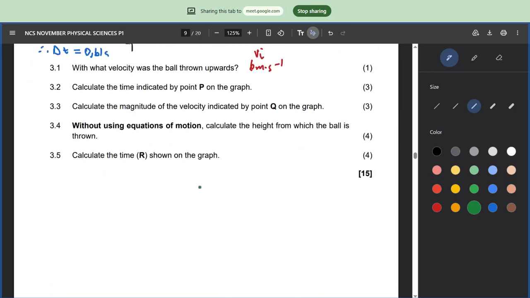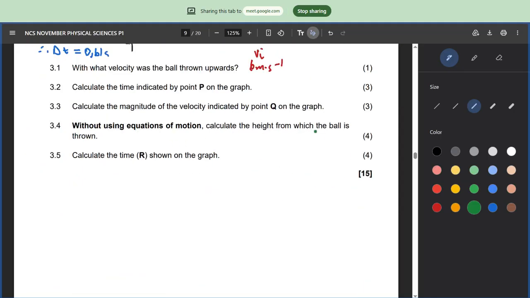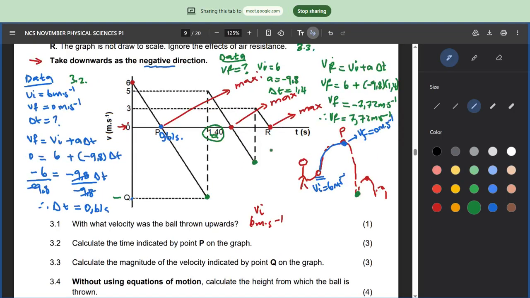Okay, now the next question says 3.4. Without using equations of motion, calculate the height from which the ball is thrown. If they don't want us to use the equations of motion, we are looking for the height. They said calculate the height from which the ball is thrown. The height from which the ball is thrown.